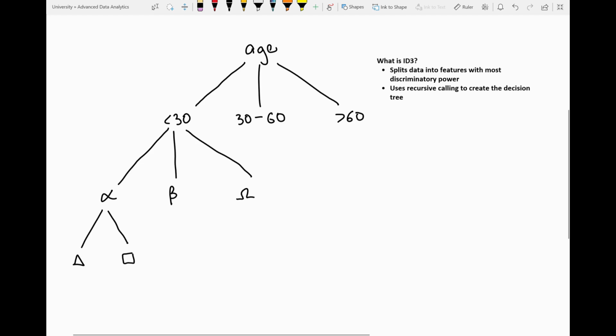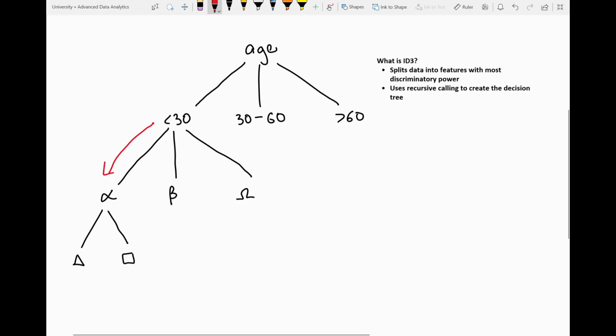The first thing when we go down this less than 30 branch is that we need to identify our next highest discriminatory power, not including the one that we've already used, because we don't want to reuse discriminatory powers that we've already expanded out here. So we include our next discriminatory power here, and we keep going down the line until we reach the very end.